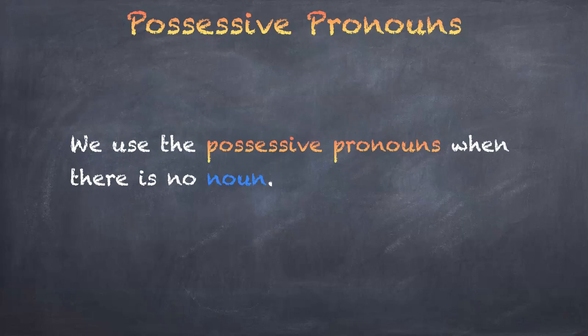Now, the possessive pronouns are used when there is no noun. The best example is you already used the noun in the sentence before, or somebody asked a question about something and you don't want to use the noun again. And then you can replace the possessive adjective and the noun with a possessive pronoun.